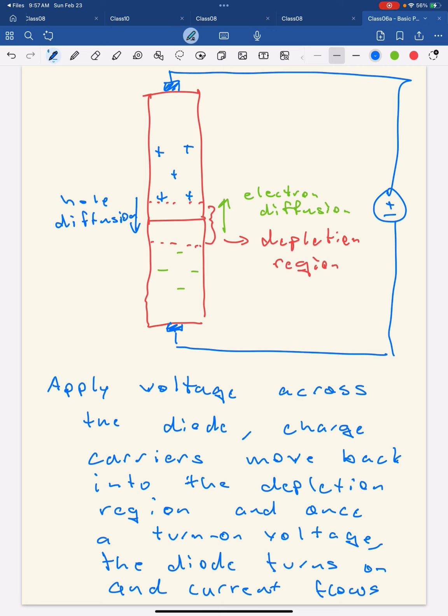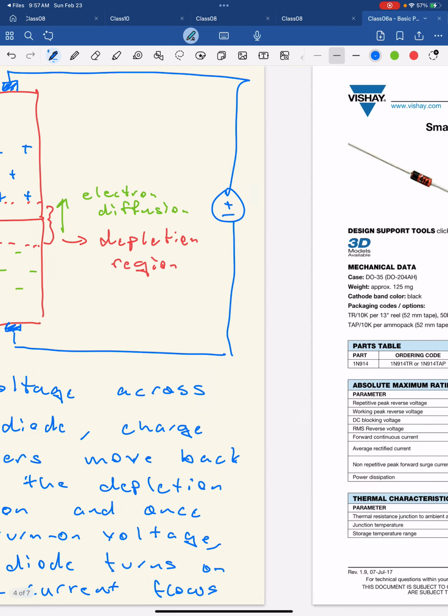So we would normally have a more complicated circuit, namely a series resistor in series with the diode, as we saw in the lab.